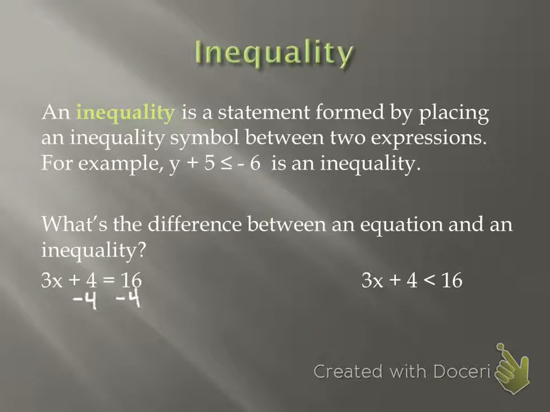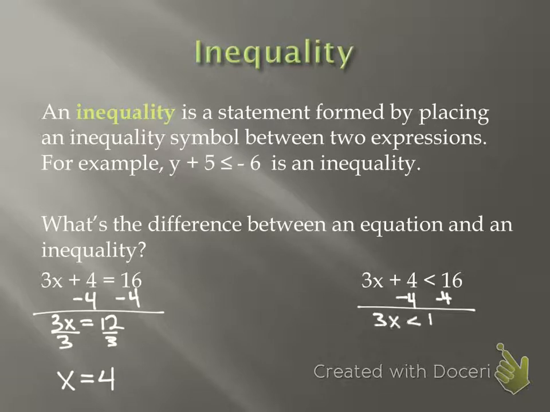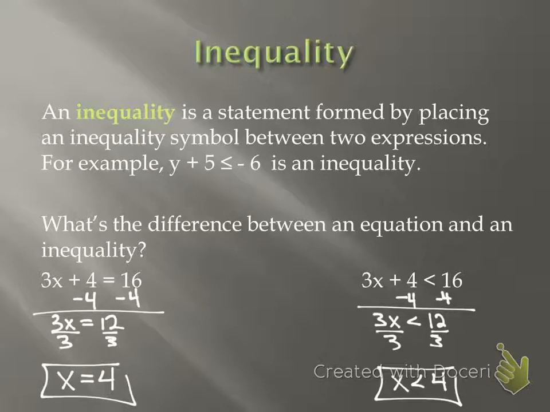All right, so I subtract 4 from both sides, 3x equals 12. Divide both sides by 3, and x equals 4. Well, if I'm going to solve an inequality, I literally solve it the exact same way, except I have an inequality symbol here that x is less than 4. So what does that mean? Well, let's go back over here to my equation.